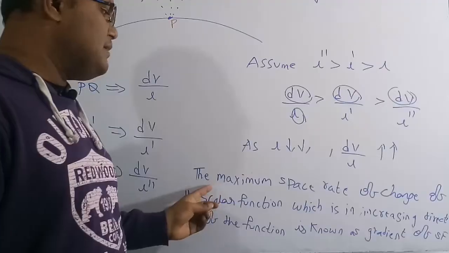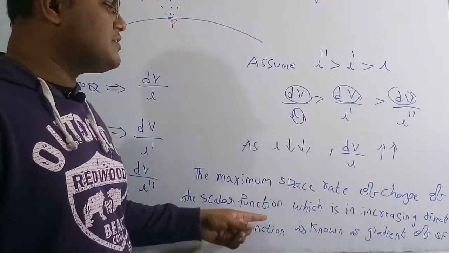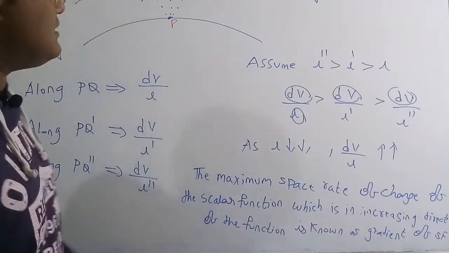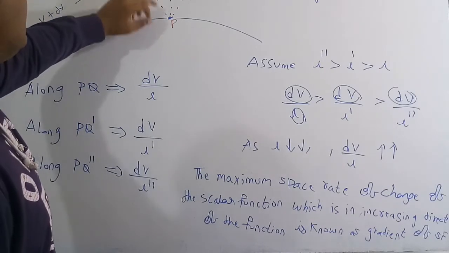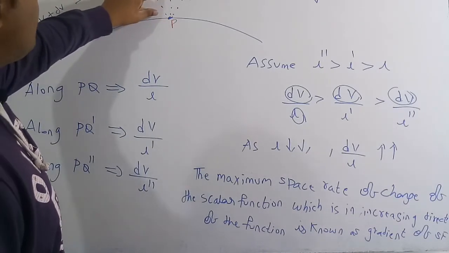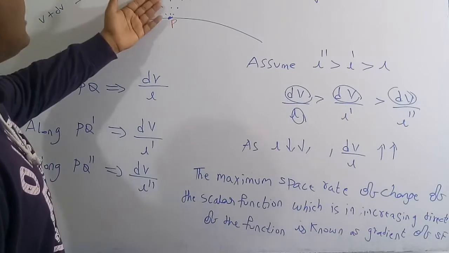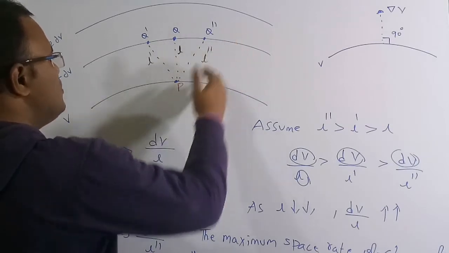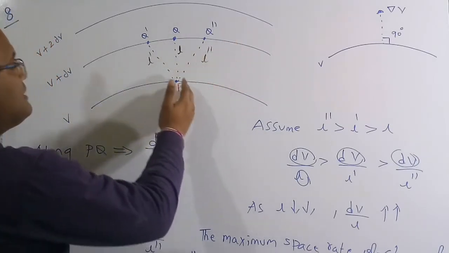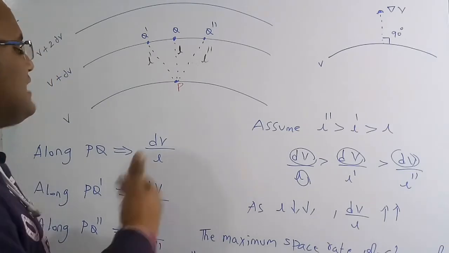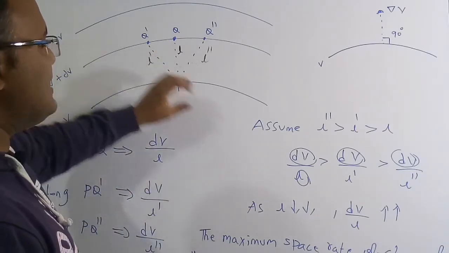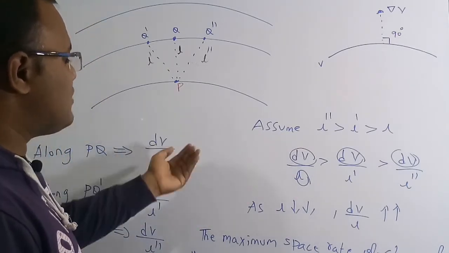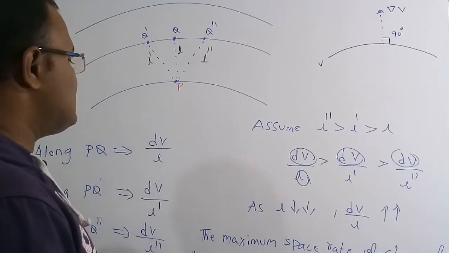So finally we can say that the maximum space rate of change of the scalar function, in the increasing direction of the function, is known as the gradient of the scalar function. It indicates that the function is increasing from V to V plus dV. If you move in the increasing direction with a minimum distance, the gradient is higher. This is called the gradient of a scalar function.